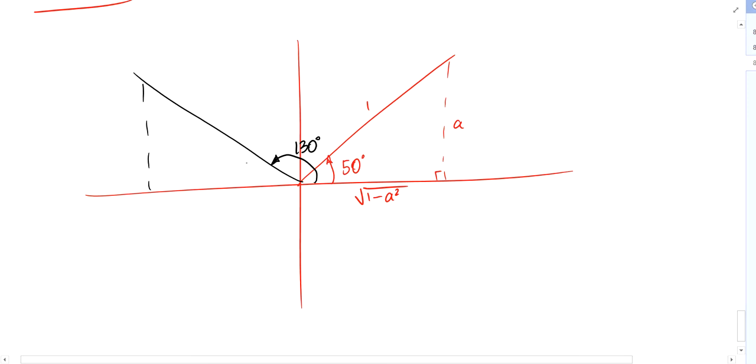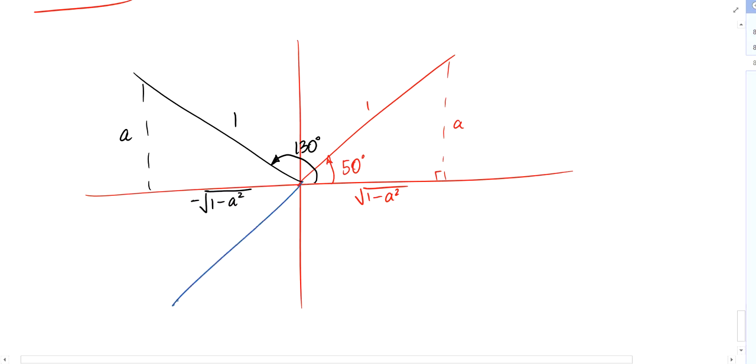If this is 130 degrees, what is the hypotenuse over here? It is still 1. What is the vertical length? Okay, the vertical side, a. What is the horizontal side? Okay, negative square root 1 minus a squared. So second quadrant done. Let's move on to the third quadrant.